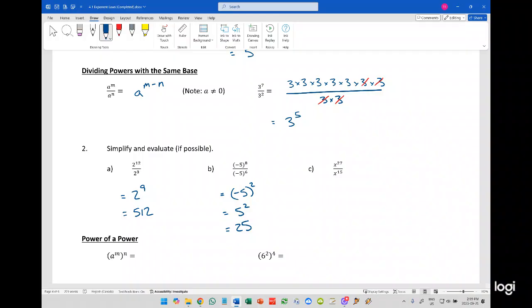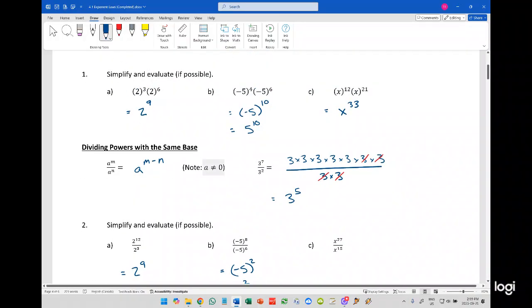Sorry, I just want to go back up and check number 1. Did I forget to actually evaluate? I did. It says to evaluate if possible. Well, the good news is we just saw 2 to the 9 is 512. And 5 to the exponent 10, we could evaluate that on our calculators, but that's going to be a really, really big number. So I think I'm just going to leave it as it is.